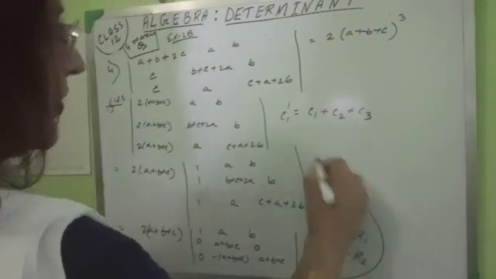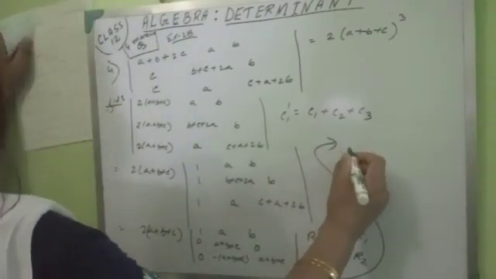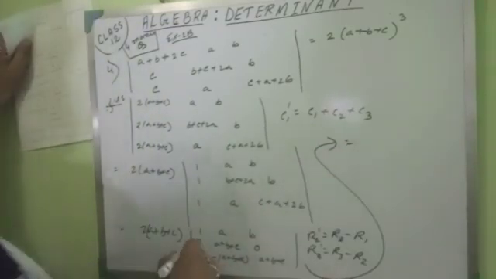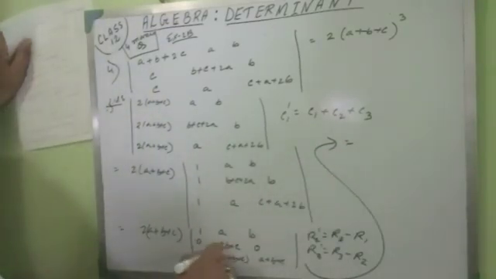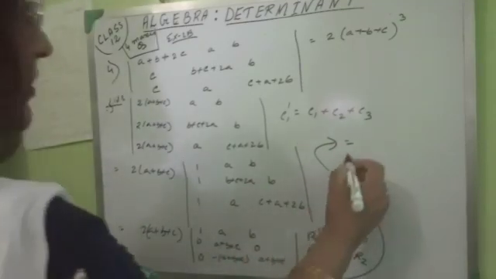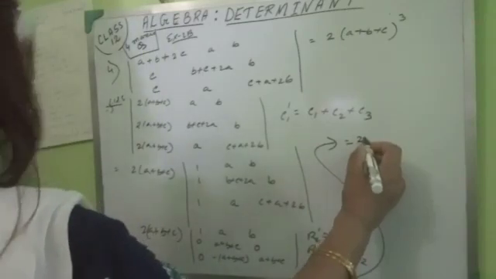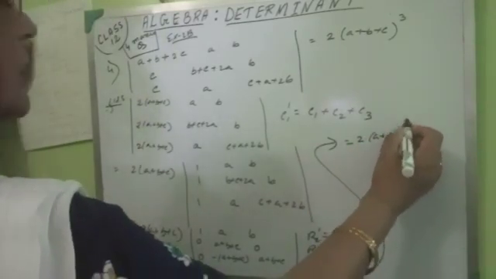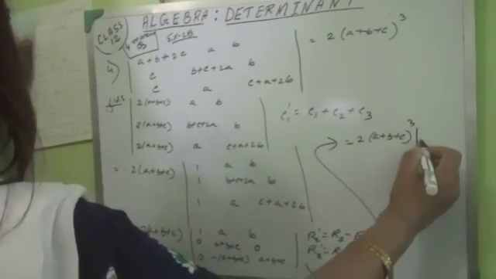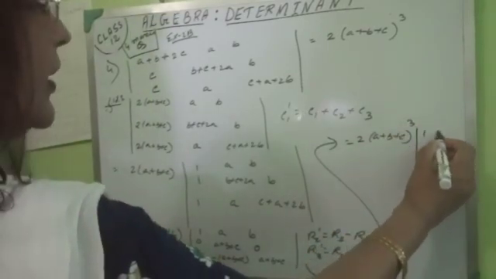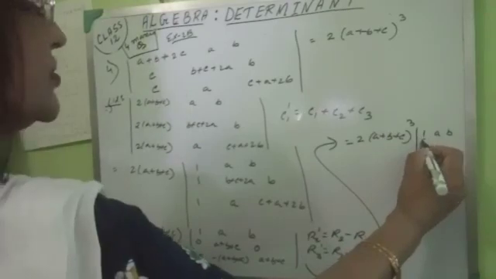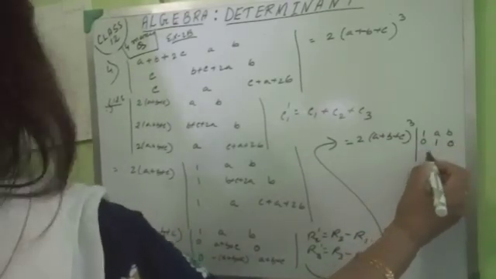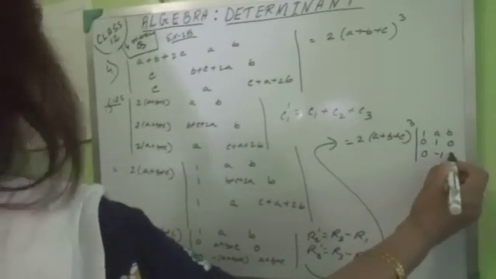Now from here we can write. From the second row we can take outside A plus B plus C. From the third row again we can take outside A plus B plus C. So what we will get? 2 into (A plus B plus C) whole cube, and in the bracket what we will get? 1, A, B; 0, 1, 0; 0, minus 1, 1.